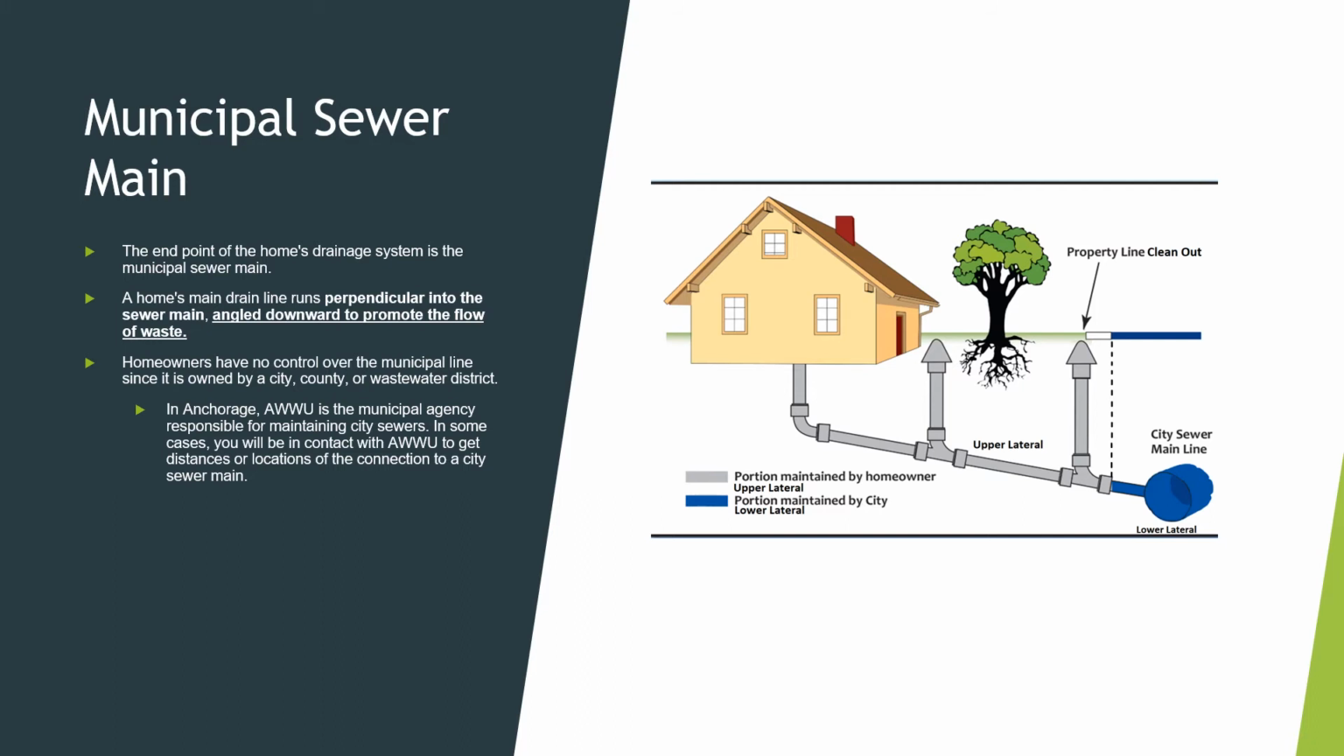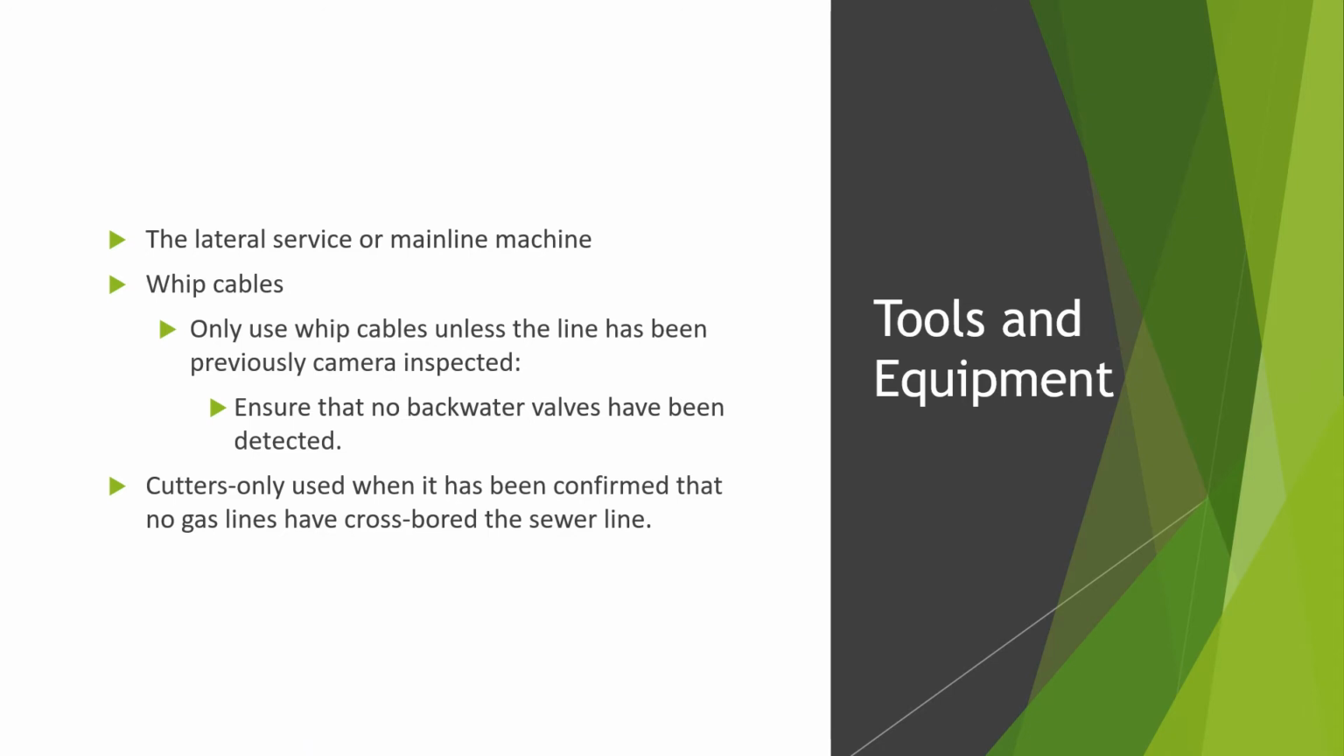In Anchorage, AWU is the municipal agency responsible for maintaining city sewers. In some cases, you will be in contact with AWU to get distances or locations of the connection to a city sewer main. Tools and equipment. You will be using a lateral service or mainline machine. Primarily, you will use whip attachments on the cables, unless the camera has already been used to establish that no backwater valves have been detected and no gas lines have been cross-bored through the lateral service line.